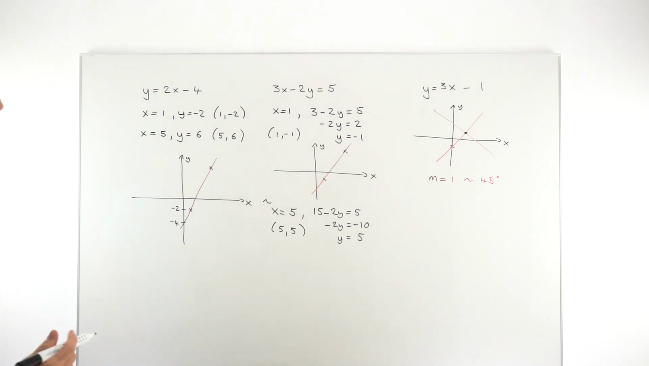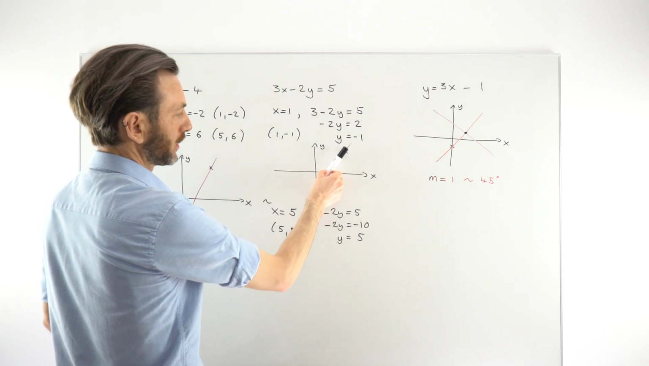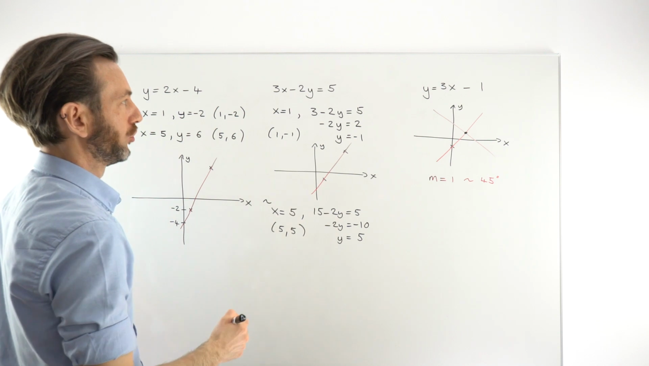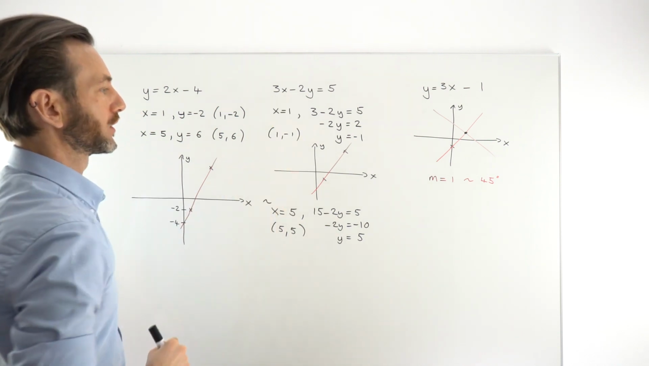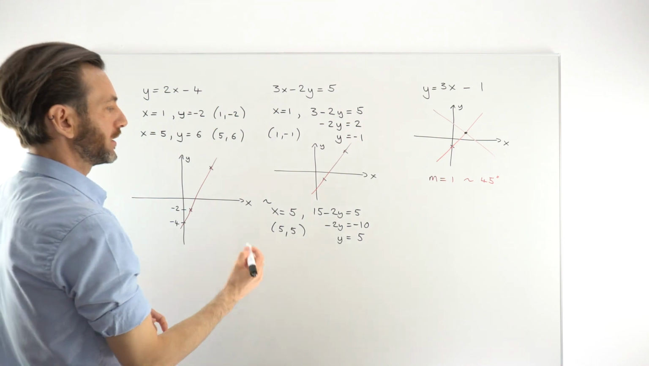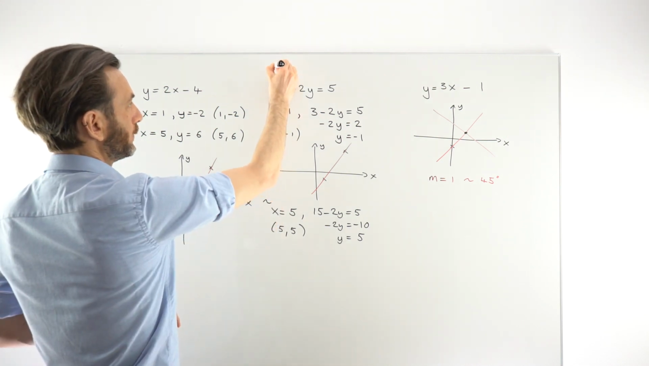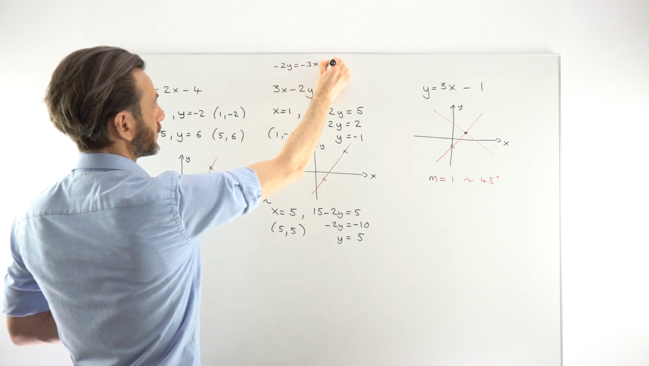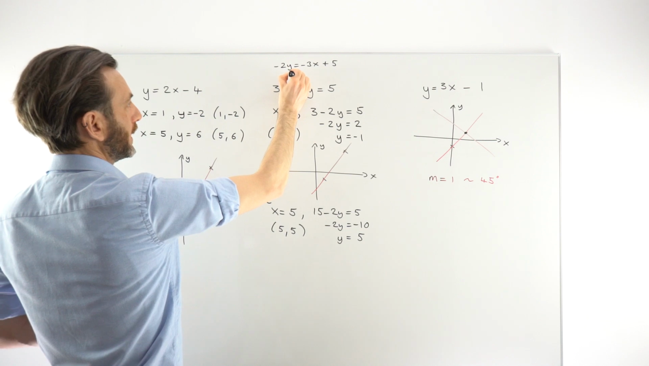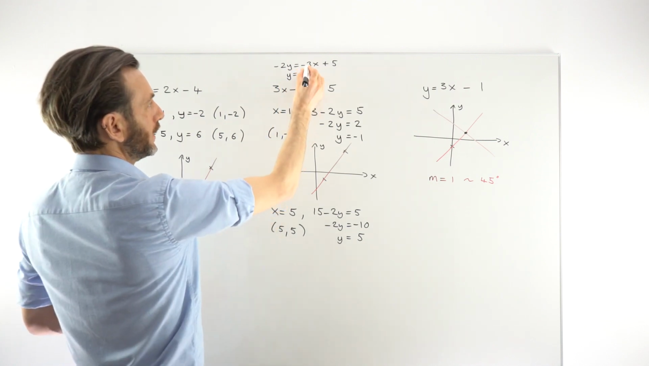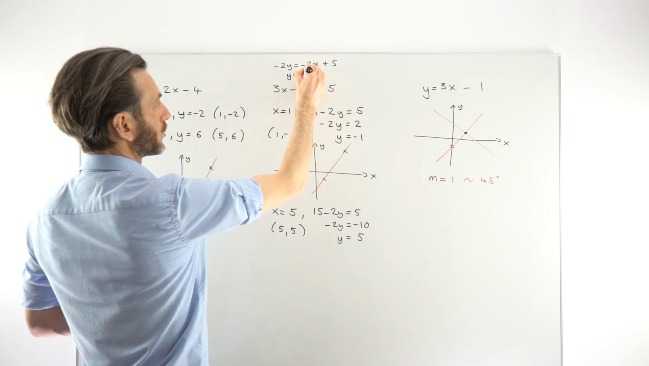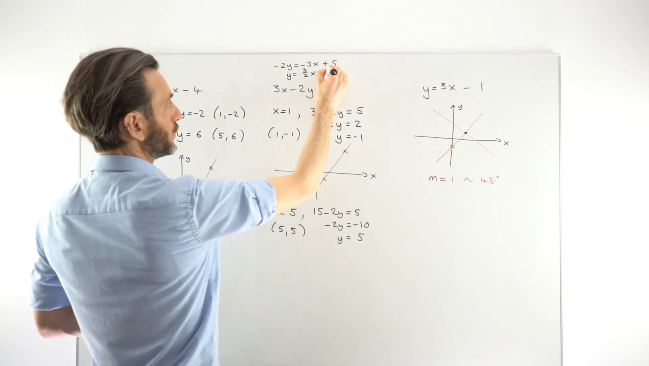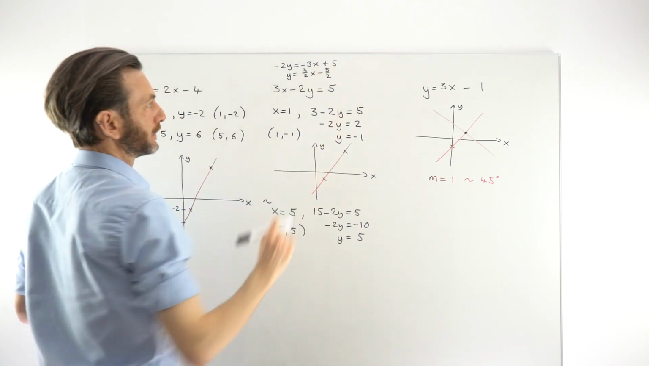We can check how accurate that is because if we know the gradient and the y-intercept, we can check that they make sense with the line that I've just drawn. So to do that, we need to rearrange this original formula. So if we rearrange that, we would get minus 2y equals negative 3x plus 5. And then dividing both sides by negative 2, we would get y equals negative 3 divided by negative 2 is just 3 over 2x. And then it's going to be 5 divided by negative 2, which is minus 5 over 2.